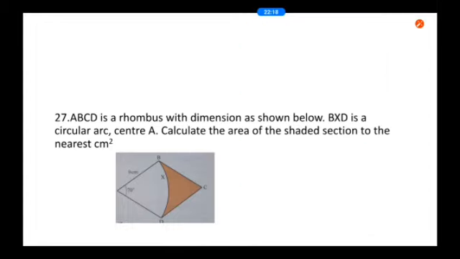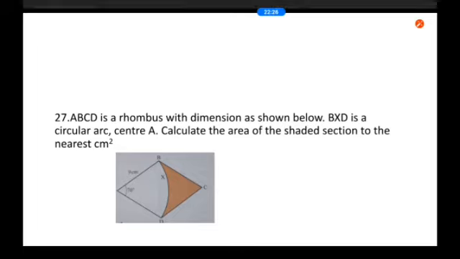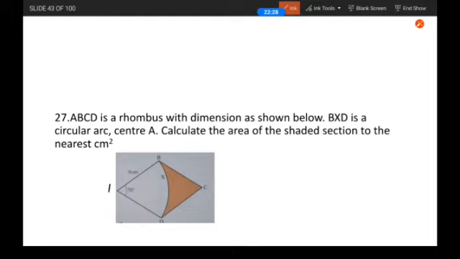Now look at this question also. ABCD is a rhombus as shown below. BXD is a circular arc of center A. Calculate the area of the shaded portion. Look at the shaded portion there. We cannot say that this is the name of a shaded portion.